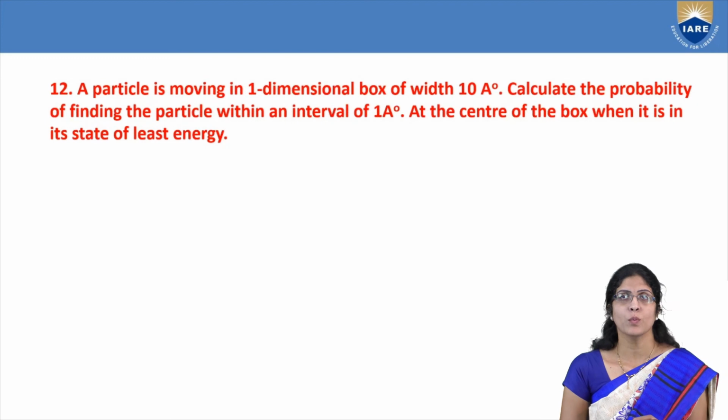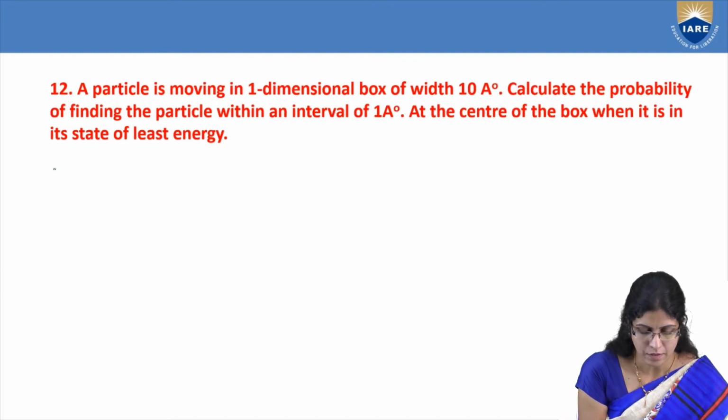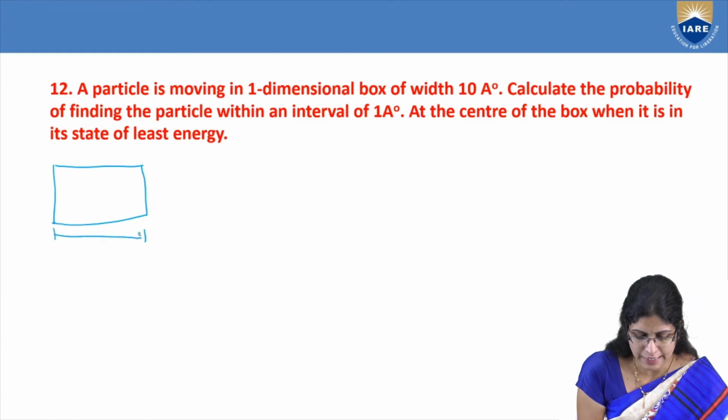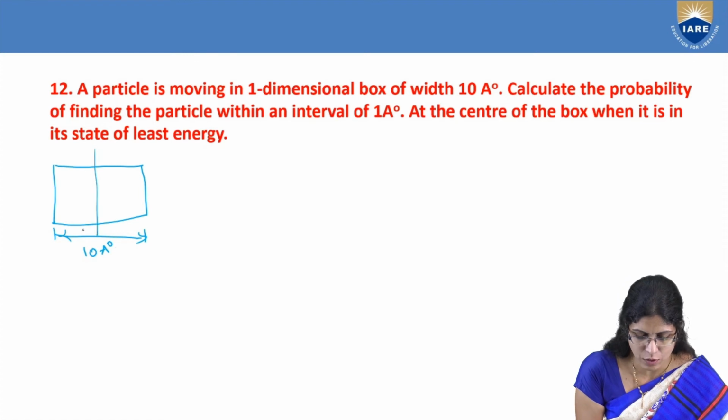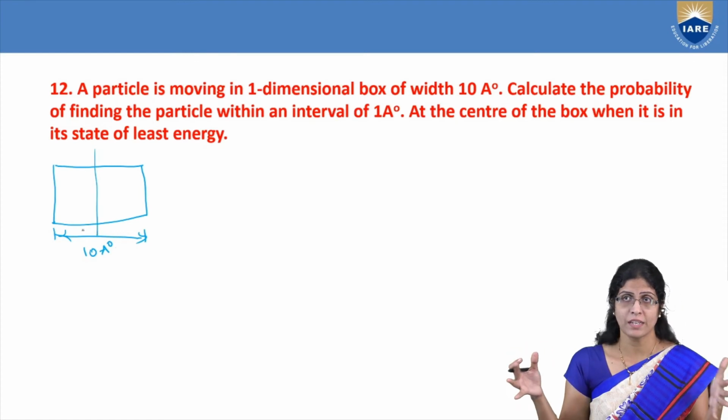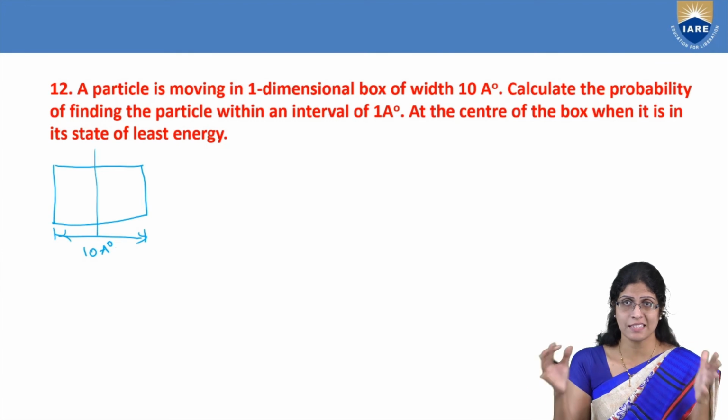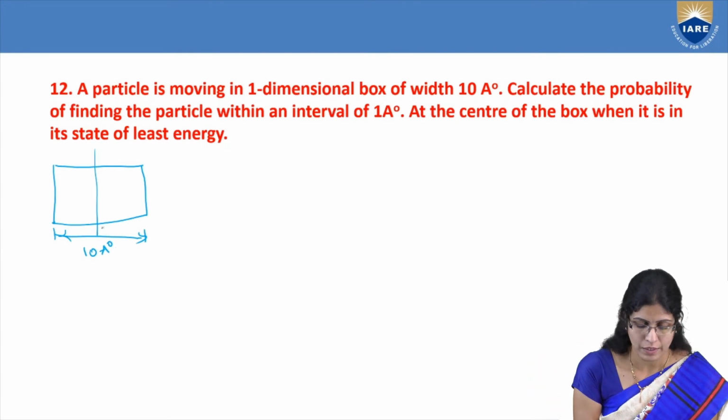A particle is moving in one-dimensional box of width 10 angstrom. Calculate the probability of finding the particle within an interval of 1 angstrom. So there is a potential box of width 10 angstrom. Calculate the probability of finding the particle within an interval. Within an interval means you are given now in an infinite space. You can predict it as if like you are given x, in x you are given dx. So you are given it 1 angstrom.